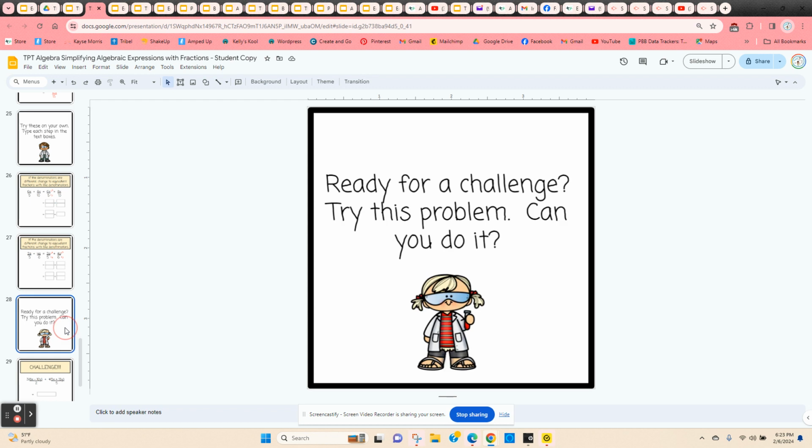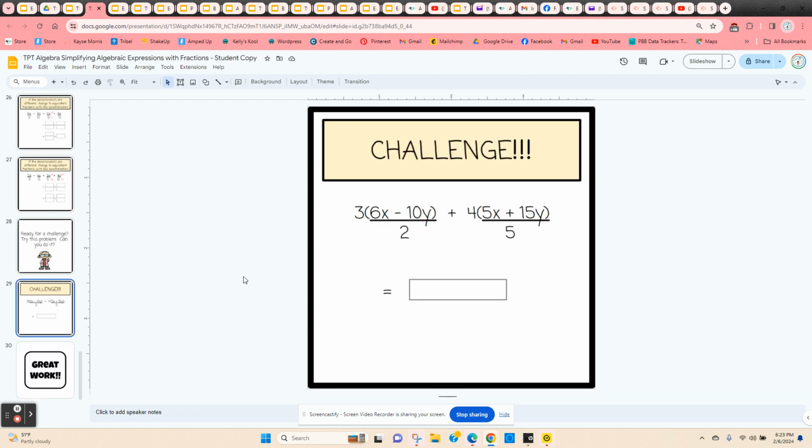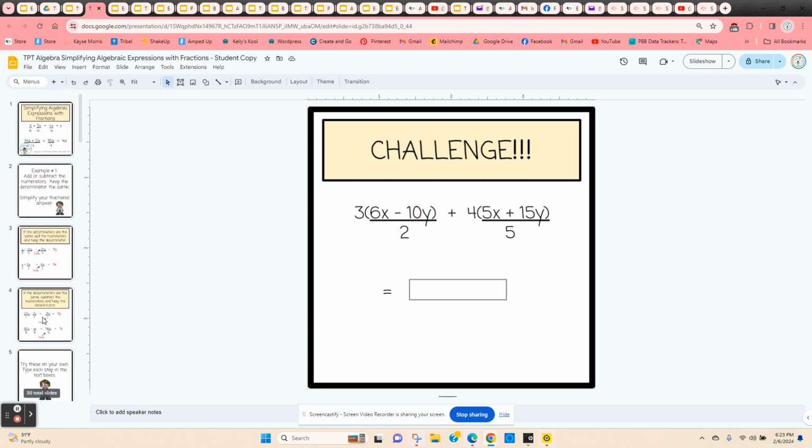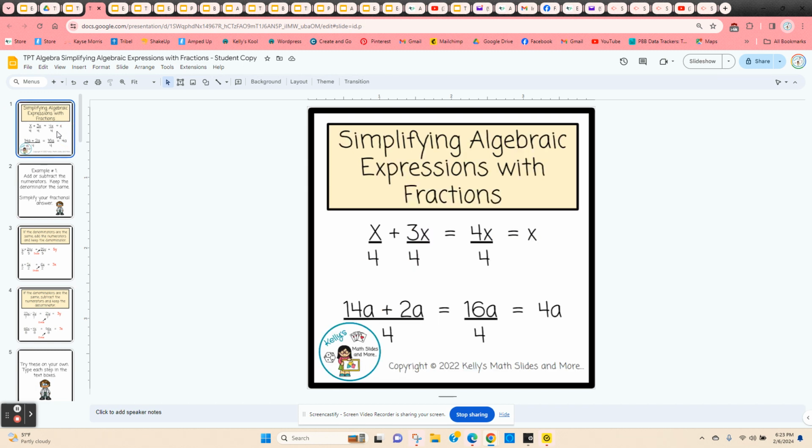Now, the final challenge problem, for students who want a little challenge, you might want to offer them a reward. So just a combination of several of these different methods. So that is the digital lesson, simplifying algebraic expressions with fractions.